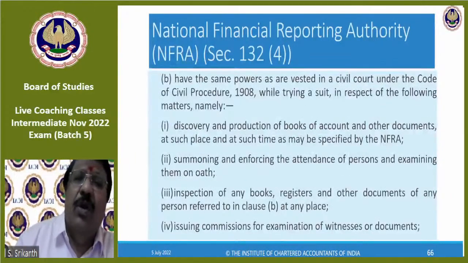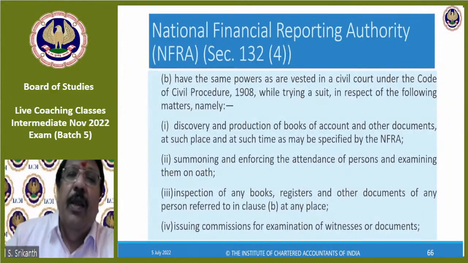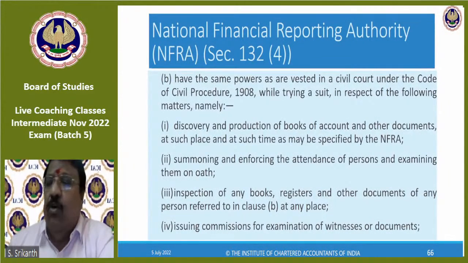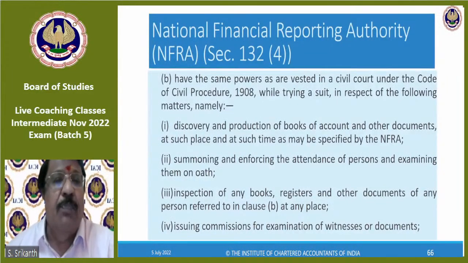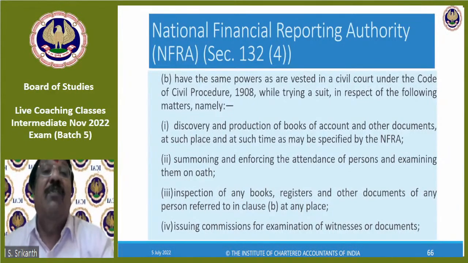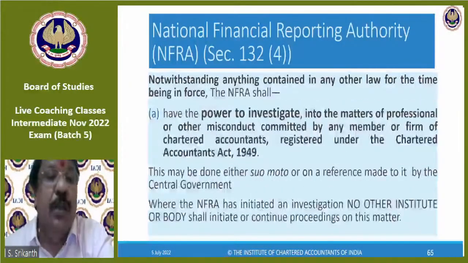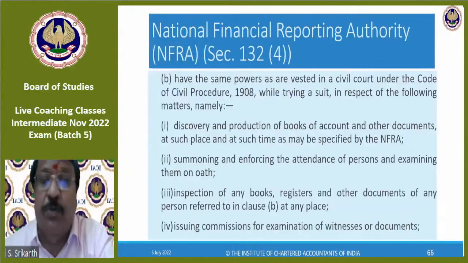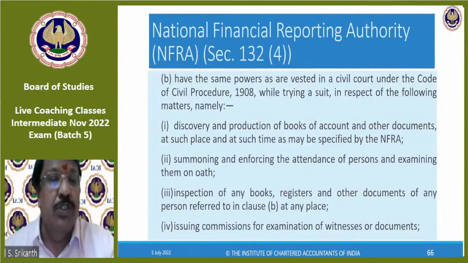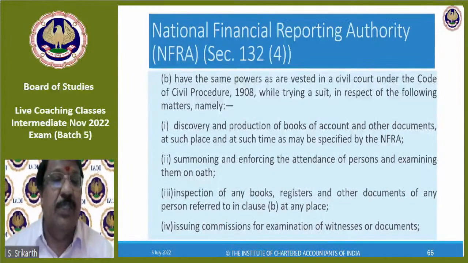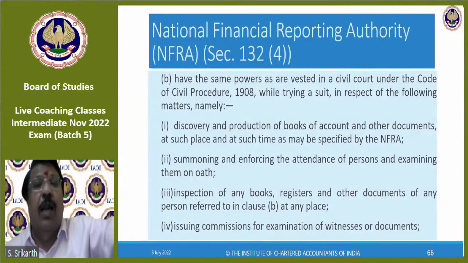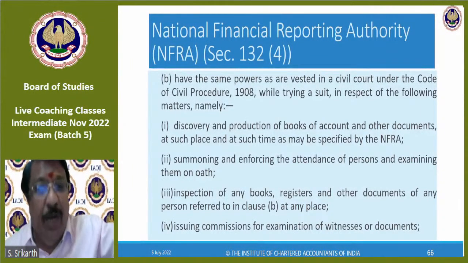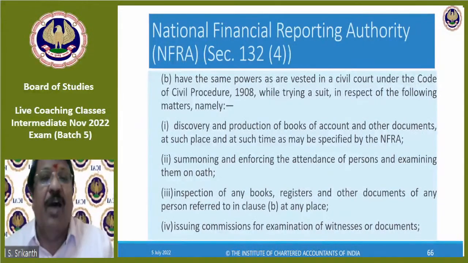Anyway, NFRA is a quasi-judicial body. It will have the same powers as are vested in a civil court under the Code of Civil Procedure. All the powers of a civil court are there, especially when there is a misconduct proceeding. It will be a quasi-judicial proceeding, where evidence could be produced, with summoning and enforcing attendance of persons, inspection of books and so on. The same powers available to the civil court under the CPC 1908 while trying a suit are available to the NFRA, which is a quasi-judicial body.